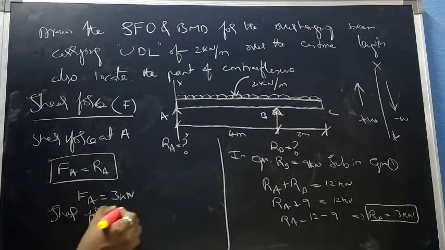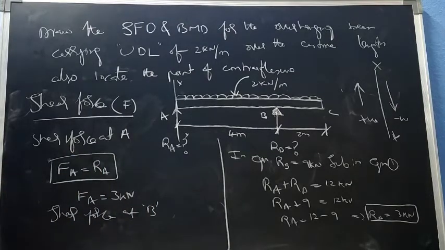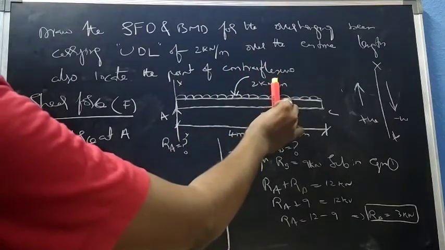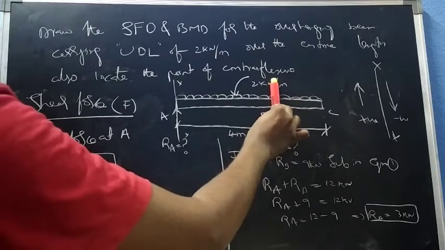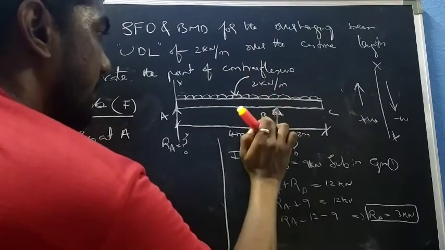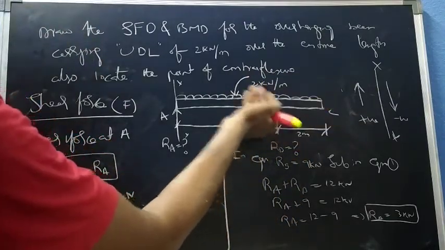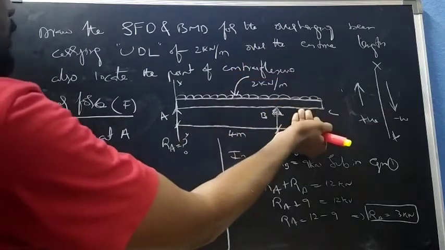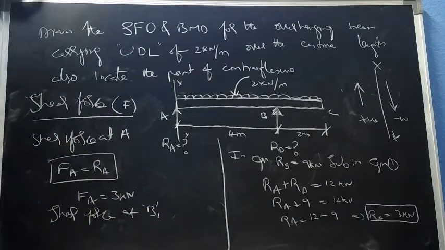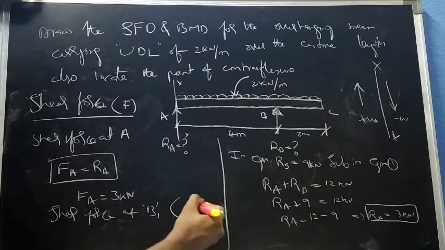Now we'll find out shear force at B. Before that, at B we have two kinds of values, that is on the left of B and right of B. So I'm taking B1 and B2. So B1 will be the right hand side, B2 will be the left hand side. So shear force at B1, okay, shear force at B1. I will write here left hand side.